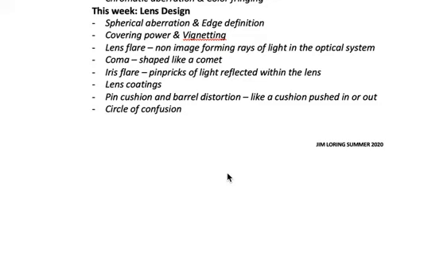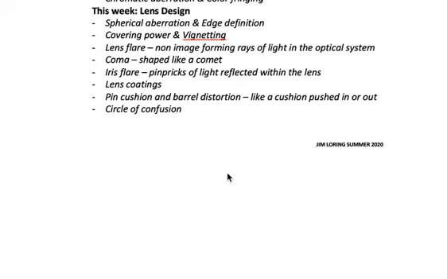Coma is lens flare shaped like a comet. We'll look at examples of that. Iris flare, pinpricks of light reflected within the lens. And if you think of a compound lens where multiple simple lens elements are glued together, where they're glued together, it's like a mirror. And so when you're shooting directly into the light, into the sun, you can have the shape of the iris or the aperture opening of your lens reflected back and forth within the lens, and that is seen as iris flare.